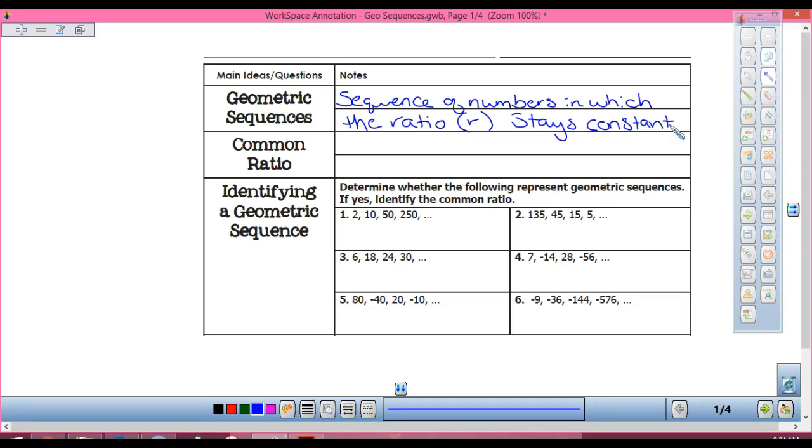Okay, so we find the common ratio, found by dividing each term by its previous term. So you're going to need your calculators again, just like usual.